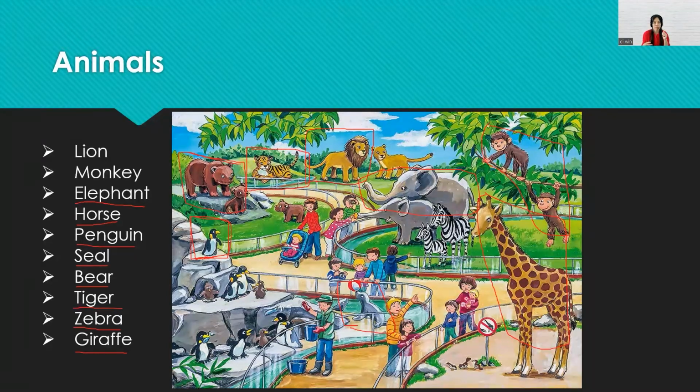So, wild animals such as tiger, lion, etc. Pets: dog, cat, fish. And next one, farm animals: sheep.